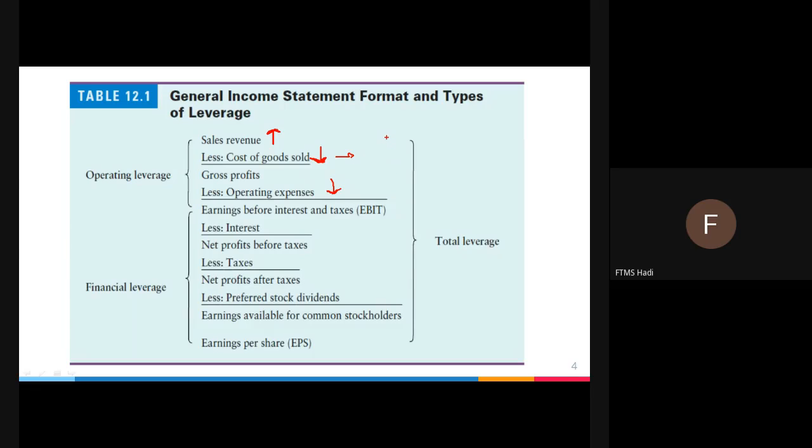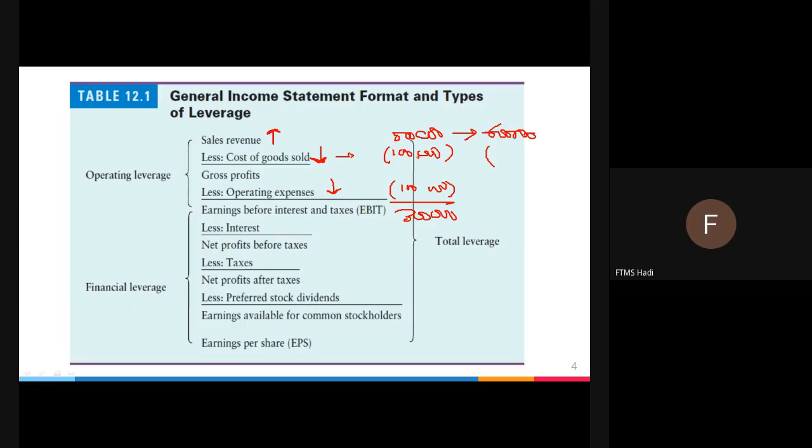I give you a numerical example. Let's say sales revenue is 500K, and cost of goods sold is 100K. Then you have operating expenses of another 100K. So that means your EBIT will become 300,000. But what happens if we increase sales revenue and minimize cost of goods sold? Let's say, for example, sales go from 500,000 to 600,000.